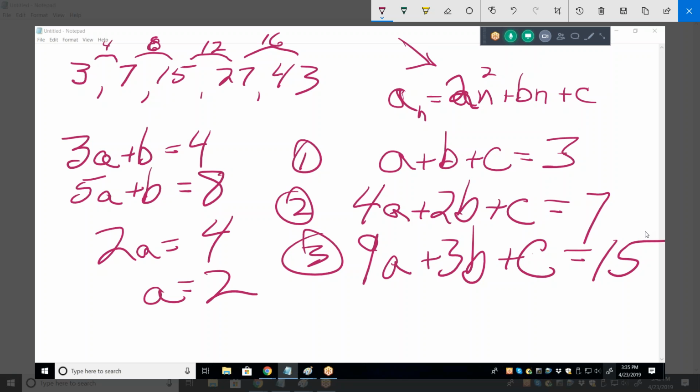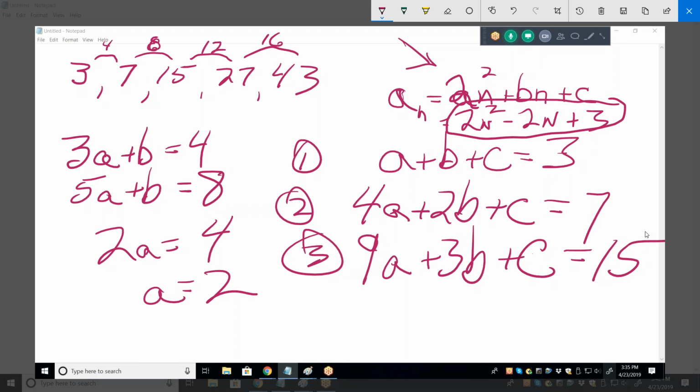And b must be minus 2, so we got 2n squared minus 2n. And now c has to be 3. So there is our nth term.